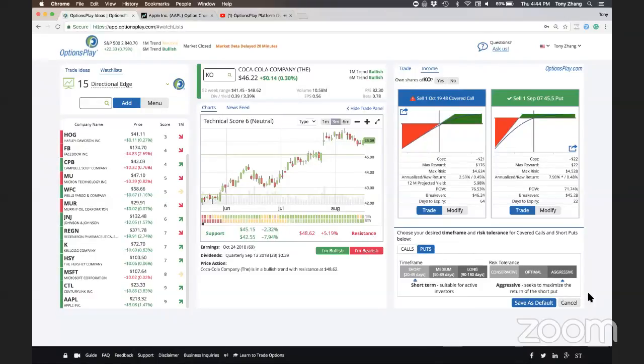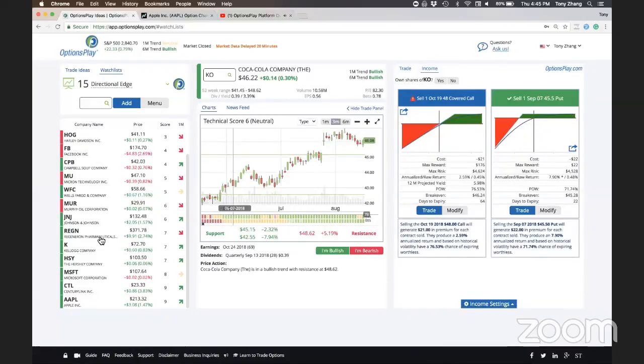And then for puts, you can set them independently of each other. Selling puts is a little bit more advanced of a strategy, but it's a really good alternative to buying stock, because it helps you generate some income and potentially buy the stock at a lower price. So you can set these independently of each other. When I sell puts, I like to get more aggressive.